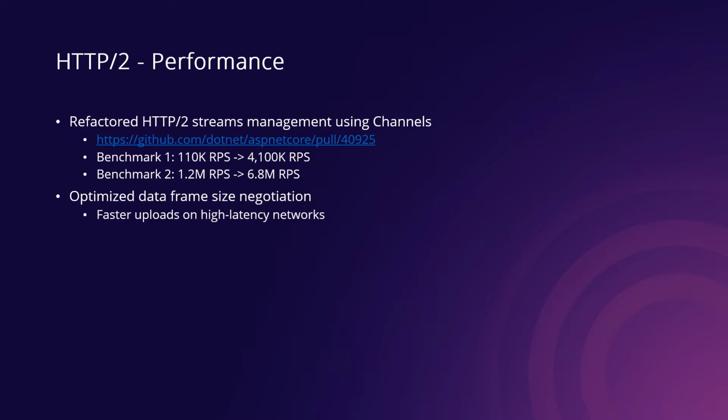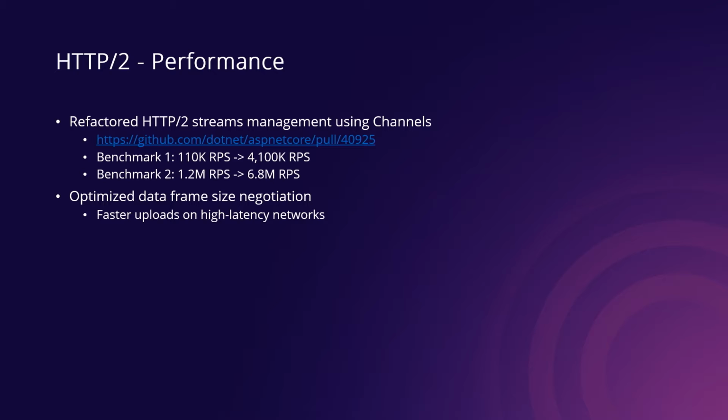So there's a link in the pull request here, but if we take two different benchmarks here, the first one went from 110,000 RPS to 4 million RPS. And the second benchmark went from 1.2 million to 6.8 million, just because of this change on HTTP2. So I really urge you to switch to .NET 7 if you are using HTTP2, for instance, for gRPC.